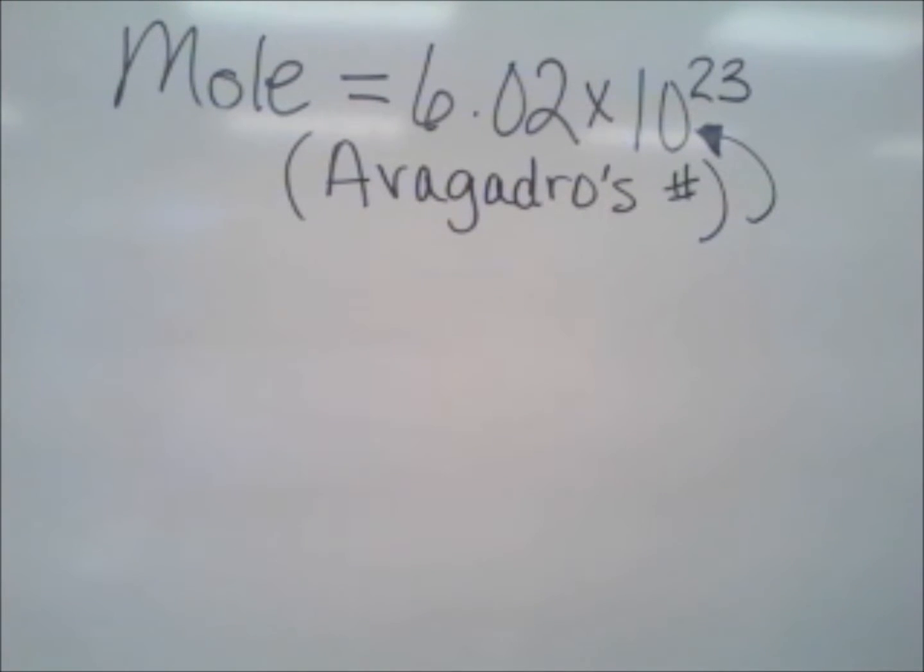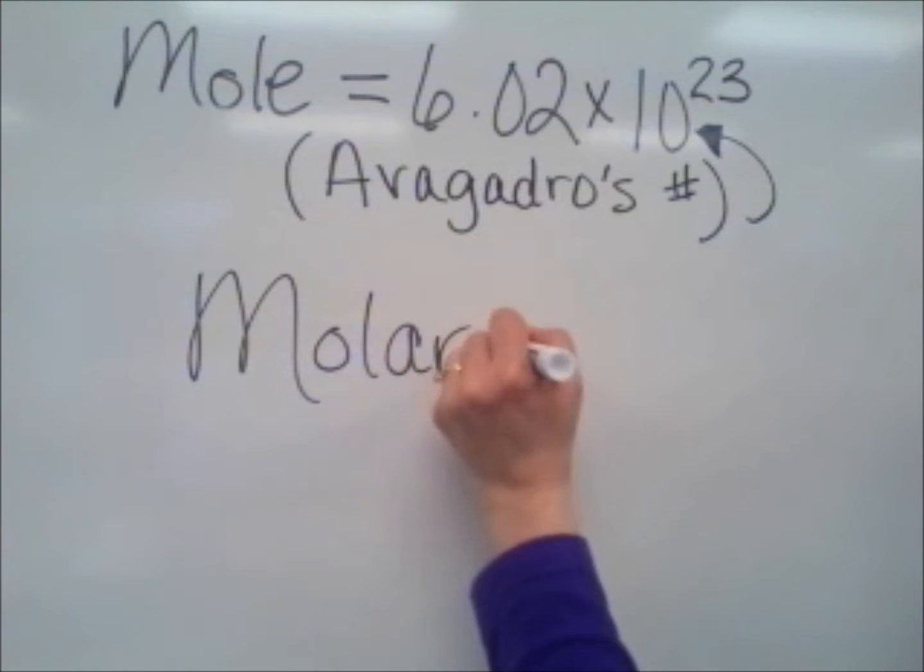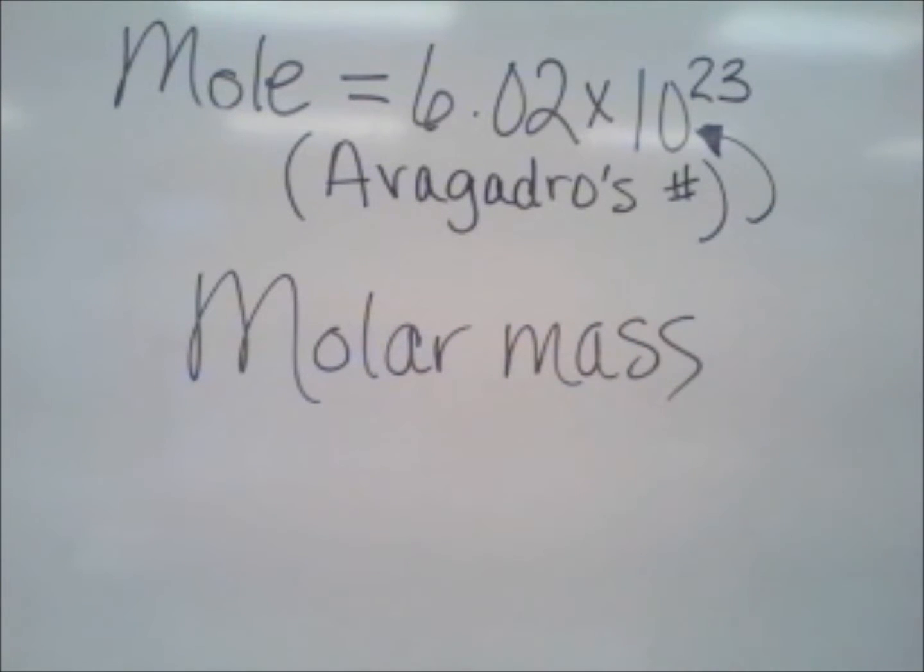Avogadro, who came up with this number, the mole, the 6.02 times 10 to the 23rd, also gave us another idea that we are going to have to use in our mole conversion, and that is something called molar mass. Molar mass is the mass of a whole mole of an element or compound that we designate. Let me give you an example.